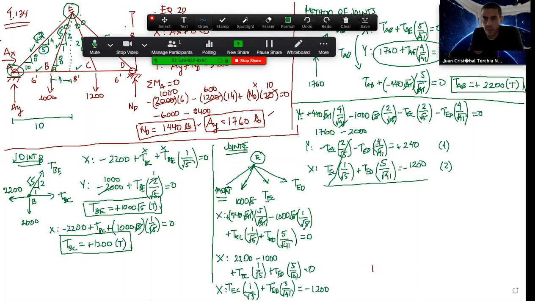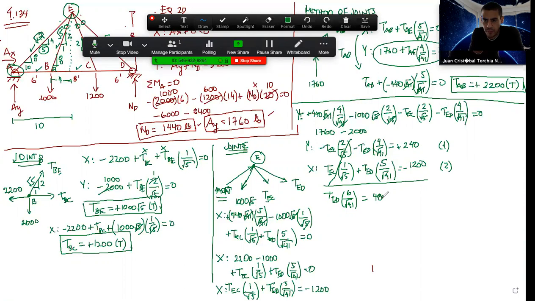So I'm going to do it in just one jump. This is minus 4 square root of 41, and this is plus 10 because 2 times 5 gives me a plus 10. They have the same denominator, but different numerators. So 10 minus 4 is equal to 6. So I'm going to have a TED, 6 square root of 41 equals, this guy was 480.